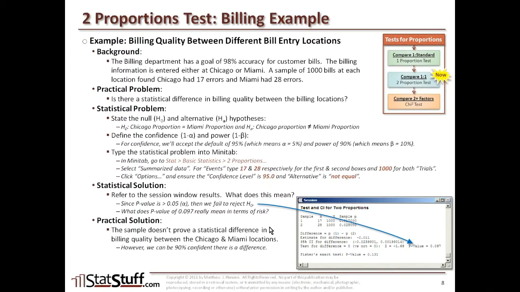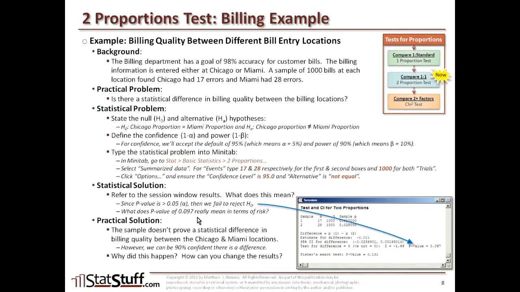However, we can be 90% confident there is a difference. That's like taking 1 minus the p-value. So that's really close. And because it's so close to our beta risk, what we might want to do to change the results is actually collect more samples. If there should be a clear difference between them, and because we haven't reached our beta risk threshold of 10%, we're just really close to it, there could be something going on.